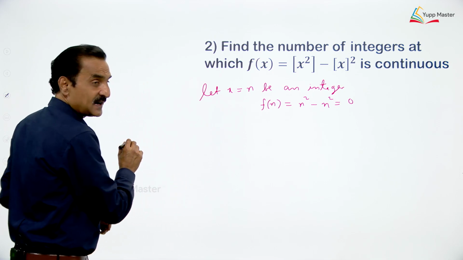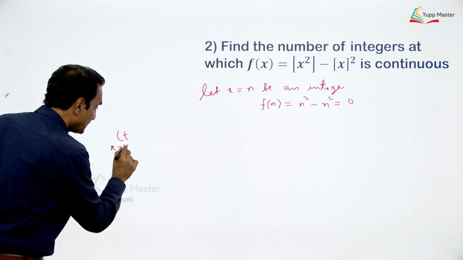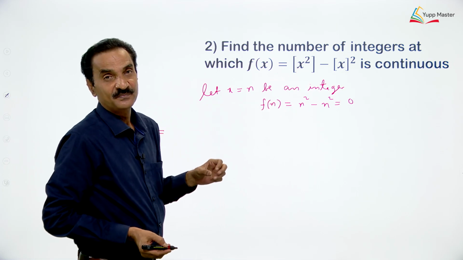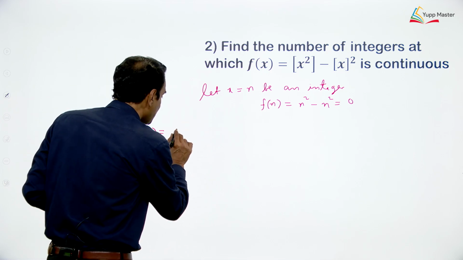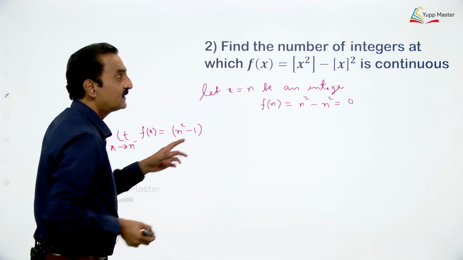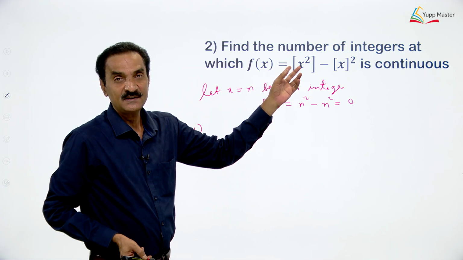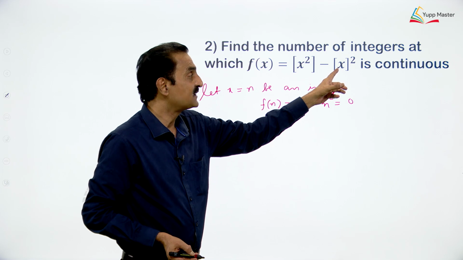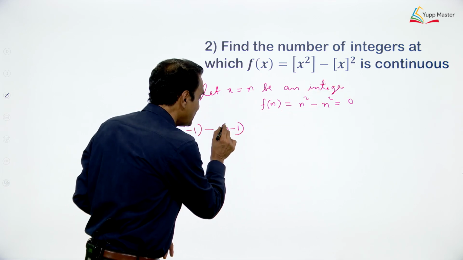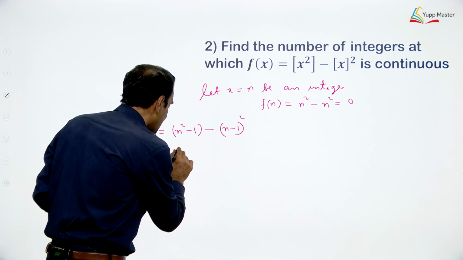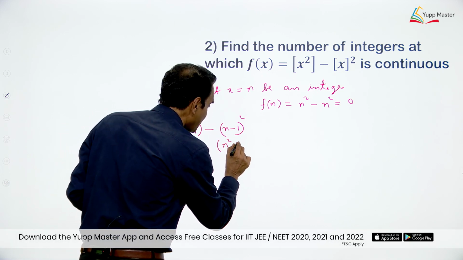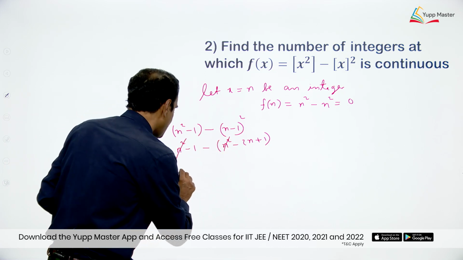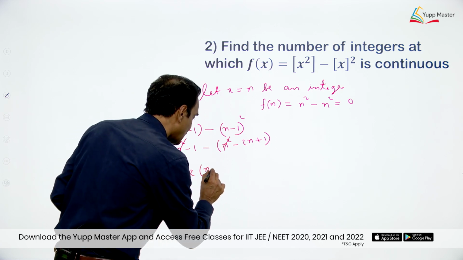Next, the left hand limit and right hand limit. Limit as x tends to n minus of f of x. If x tends to n minus, x square tends to n square from the left side. So, its integral part is n square minus 1, right. x square tends to n square from the left side, so its integral part is n square minus 1, minus, when x tends to n minus, x is just less than n, then the integral part of x will be n minus 1. So, it will be n minus 1 whole square. Then it is n square minus 1 minus of n square minus 2n plus 1. So, what happens? n square cancels, you will get 2 into n minus 1.